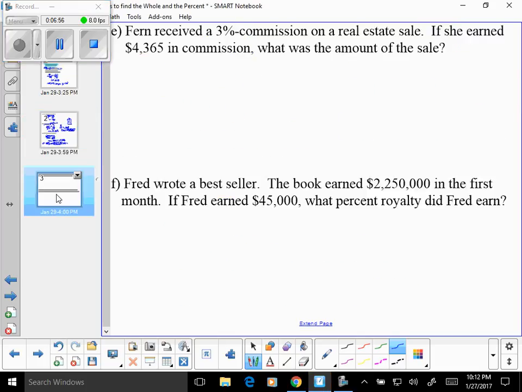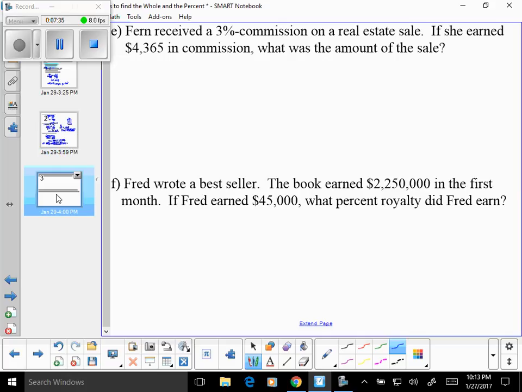Let's look at a story problem. In this particular problem, Fern receives a 3% commission on a real estate sale. Now we dealt with commissions in 6.4A, and in 6.4A, I told you that the commission itself is a part. Now, it says she received a 3% commission on a real estate sale. If she earned $4,365 in commission, so that is the amount of the commission, therefore it is the part. We want to know the amount of the sale.